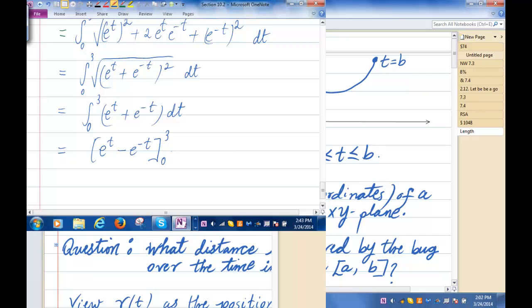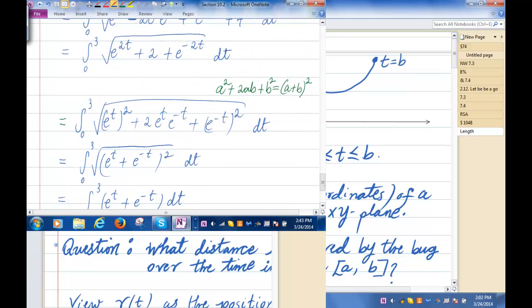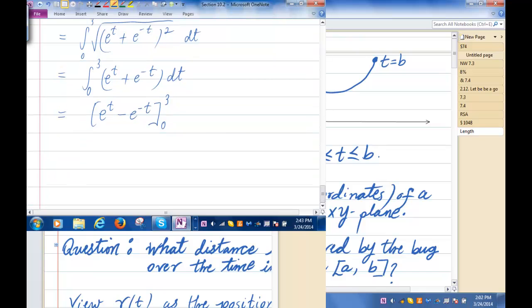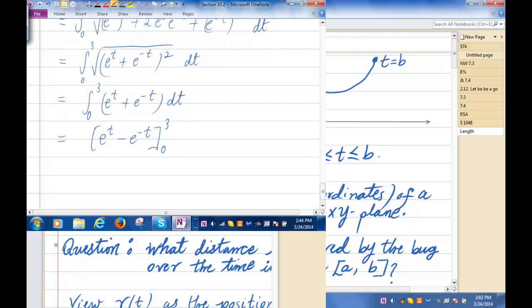Yeah, the 4 you're talking about right here? Yeah, the 4 was added to negative 2. See, e to the t times e to the negative t, that's 1, so I get a negative 2 plus a 4. So basically, the quantity inside became e to the t plus e to the negative t. And this is what we obtain.